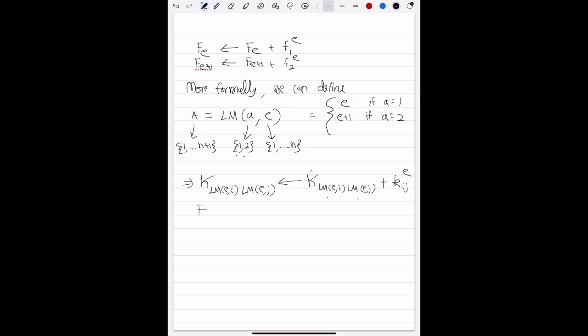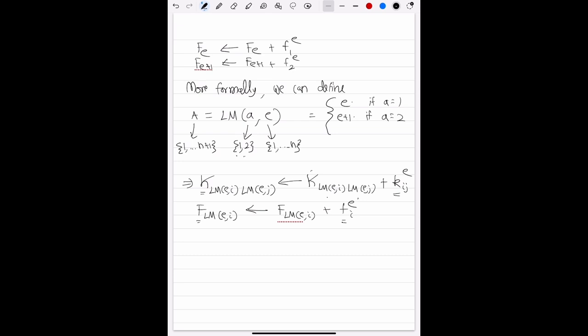Similarly, for the forcing vector, the assembly process can be summarized as f of location matrix of E comma I is going to be updated by its original value, f of location matrix of E comma I plus f I E. So this is how, once we compute the element stiffness matrix small ke and the element force vector small fe, we can use them to assemble the global stiffness matrix capital K and the global force vector capital F.